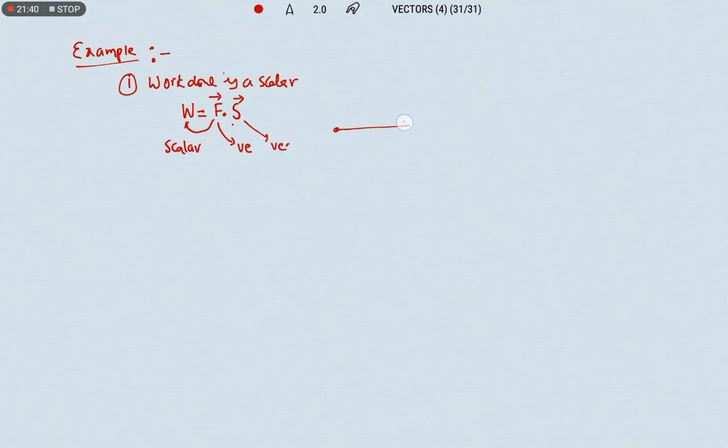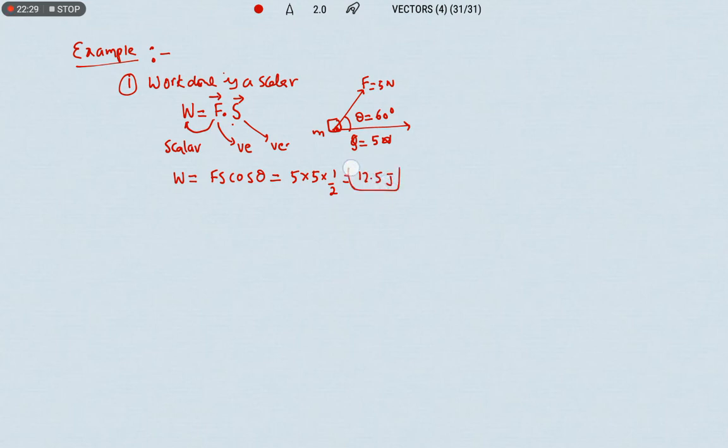Suppose an object of mass m is acted on by a force of 5 Newton and the displacement s is 5 meter. The angle theta between them is given as 60 degree. They are asking to find the work done in this case. So it is a dot product. Now we can apply W equals F s cos theta. Magnitudes are given: 5 into 5 into cos 60, which is 1 by 2. Therefore we get 12.5 joules as the work done. That means work done is a scalar quantity.